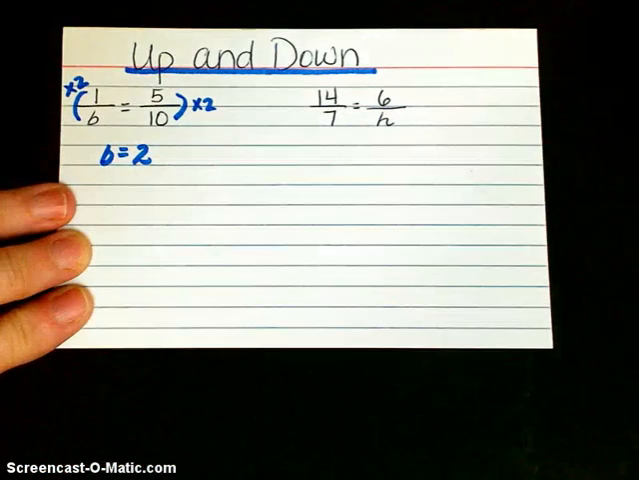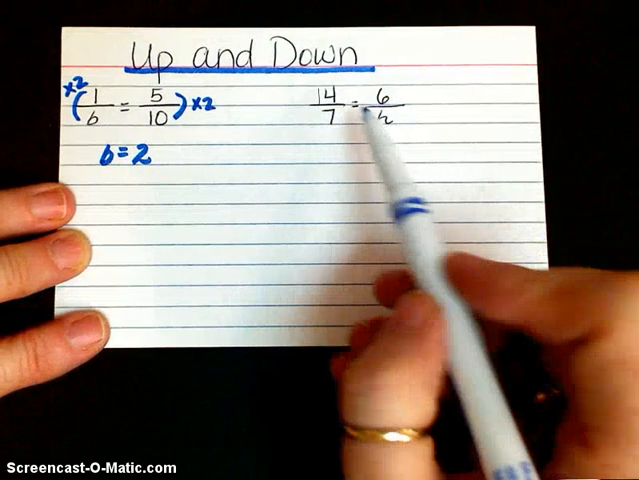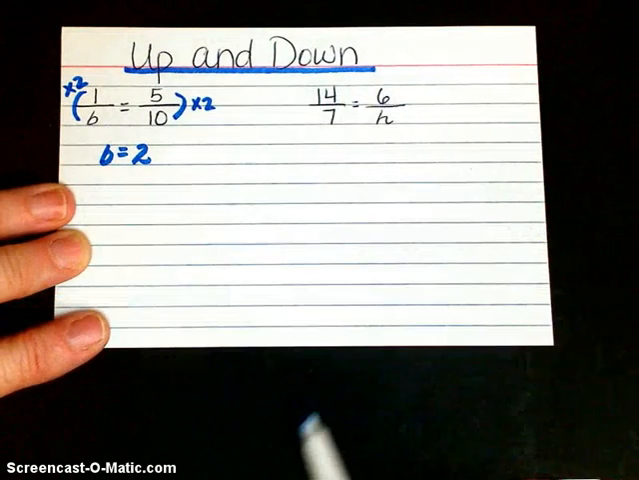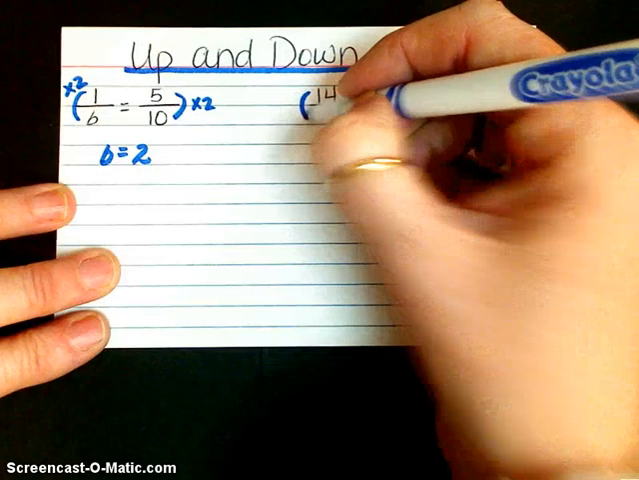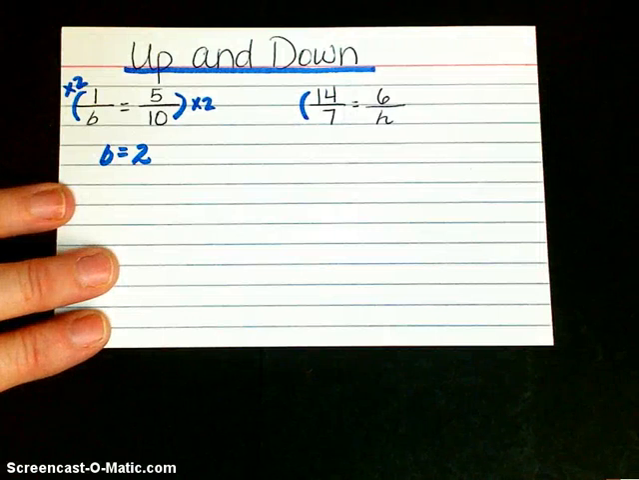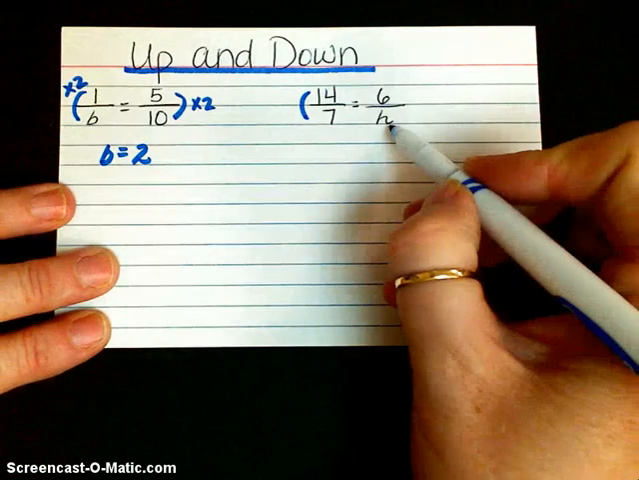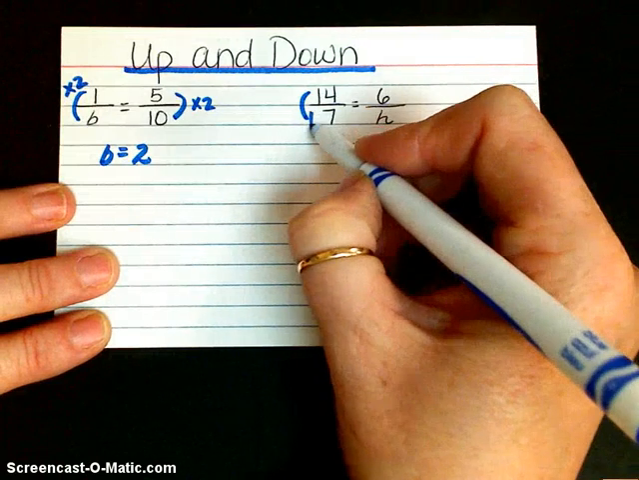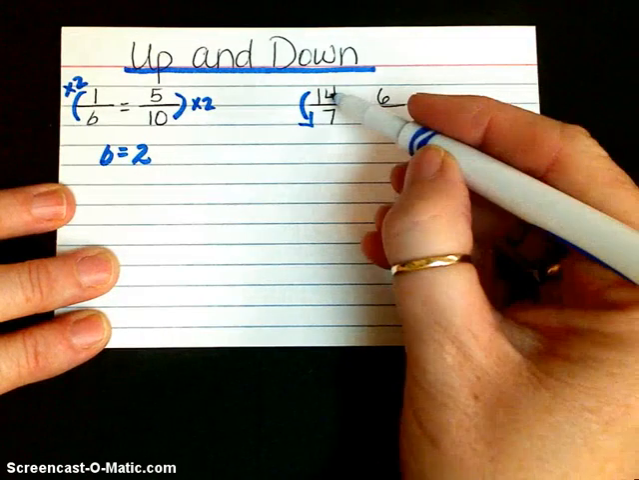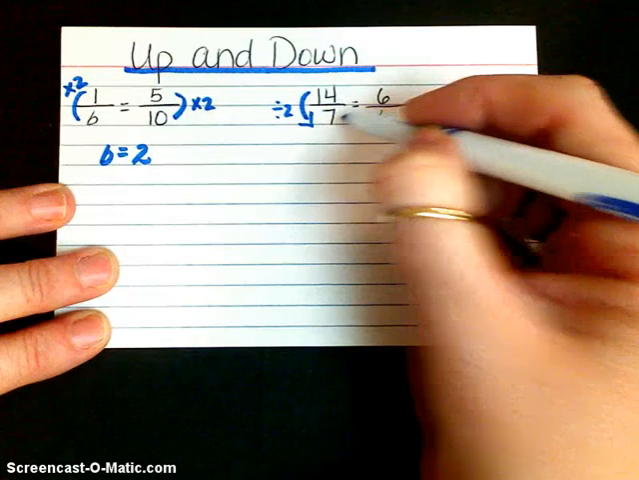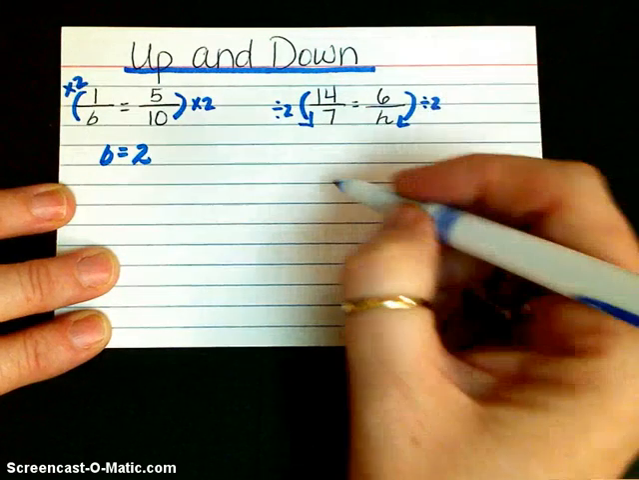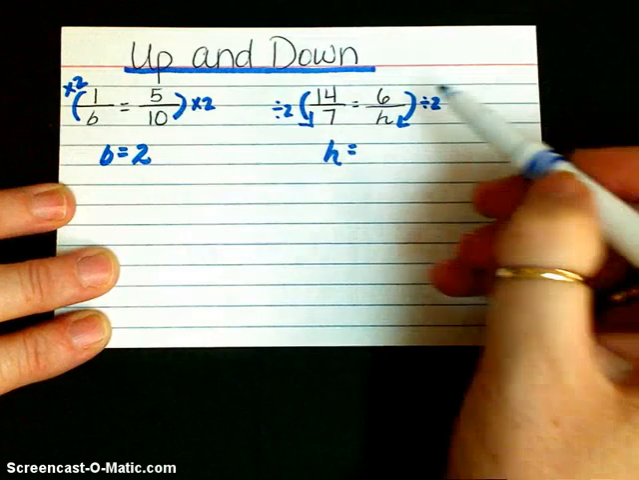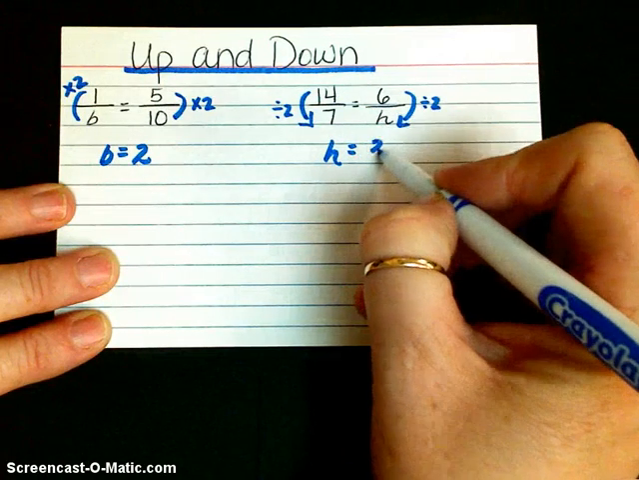So b equals 2. Over here, guys, there is no real easy way for 14 to become 6 or 6 to become 14. But look at this. There is a quick and easy way to go up and down to make 14 become 7. And since my variable is on bottom, I want to go down. So 14 divided by 2 equals 7. So I do the exact same thing to the other side. And so h equals 6 divided by 2, which is 3.